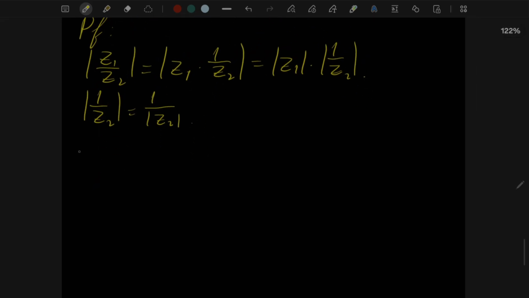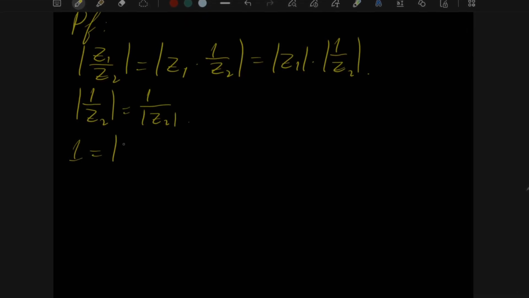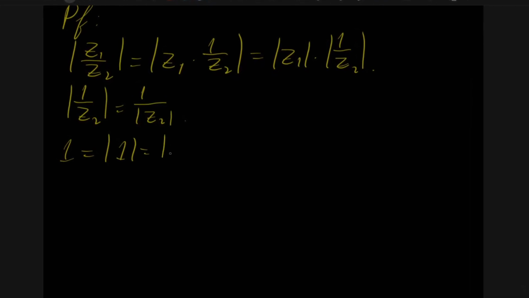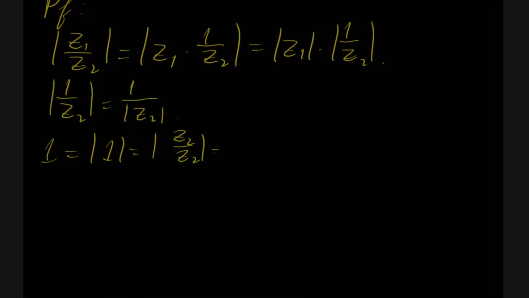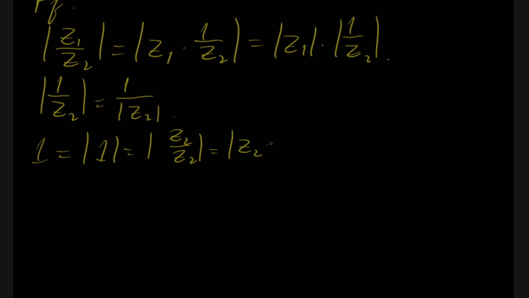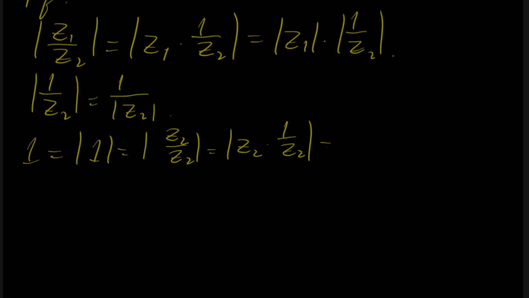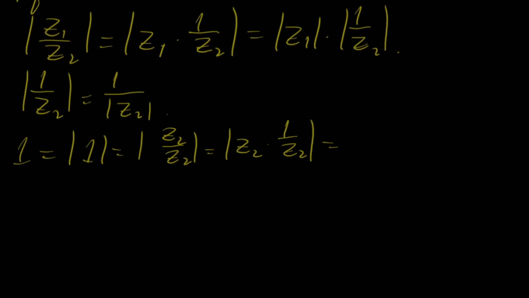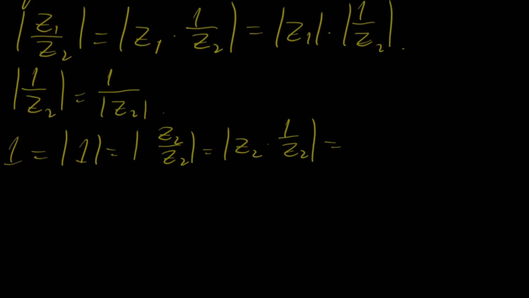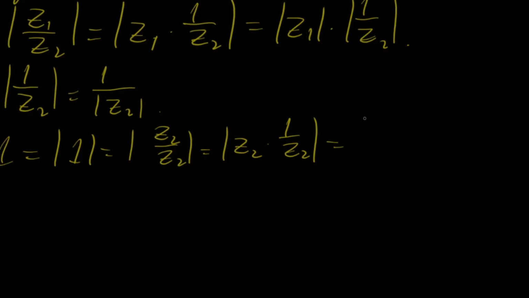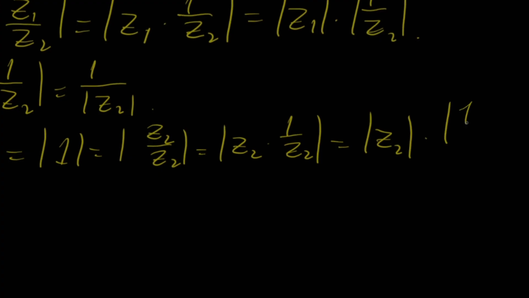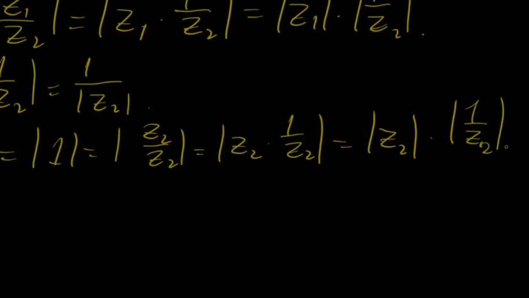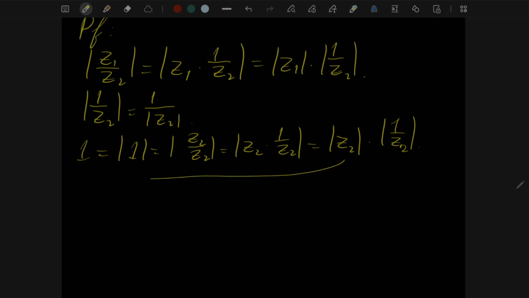And how we do this, we notice that 1 is equal to the absolute value of 1, which is the absolute value of z2 over z2. And using the first property, we will basically yet again split them. So it is the absolute value of z2 times the absolute value of 1 over z2. And now by bringing the absolute value of z2 to the other side, we get what we needed.